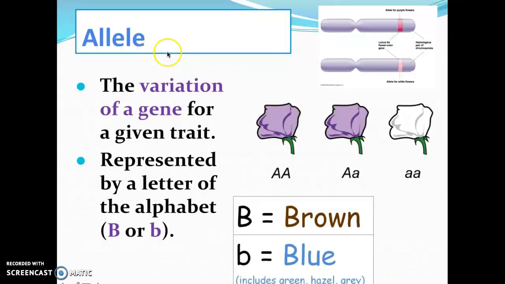Another word that we need to know the definition of is the word allele. And an allele is basically the variation of a gene for a given trait. We normally represent this with letters. So we talked about this before when we talked about genetics, and this is a word that is going to come back again for the topic of evolution, the word allele. Okay, so just to keep that in mind, remember that these are present in our genes, in our chromosomes, as different variations. So we have sometimes here the variation for purple color, which can be represented with a capital A. The variation for white color can be represented with a lowercase a. So these are all different variations of a gene that are given for any specific trait.